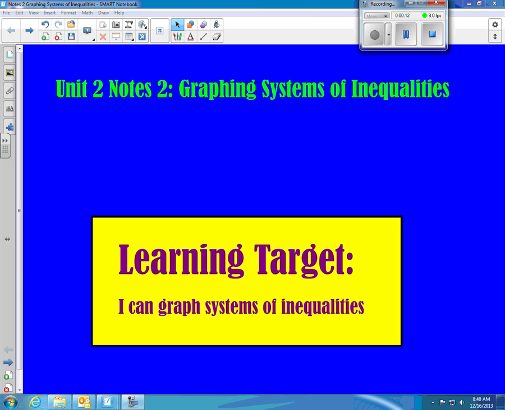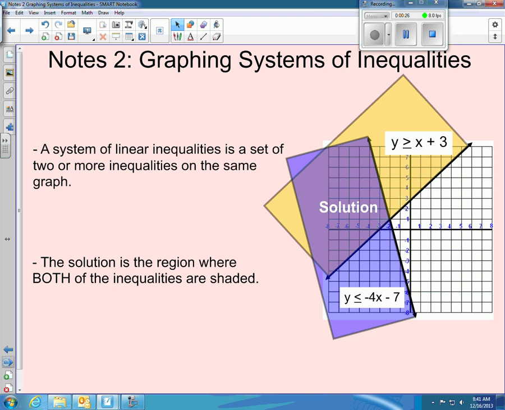In our last notes, we looked at graphing systems of equations, where we found the point of intersection, or if they were parallel lines, we had no solution, or if we had the same line, we had infinitely many solutions. This is going to be similar, but a little bit different.